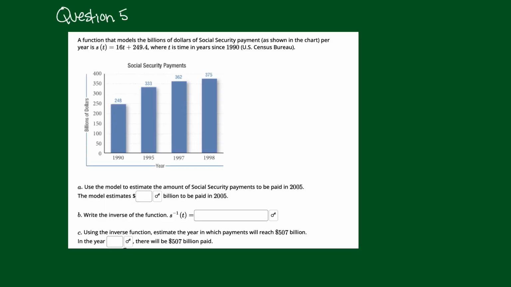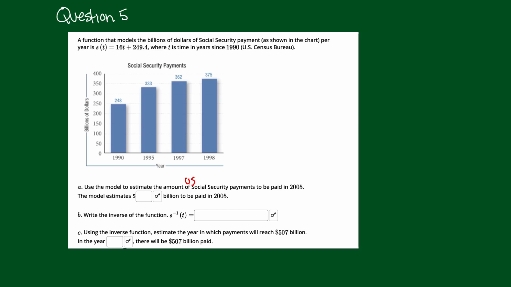Question 5, the last one in this homework set, says this. This function right here, s of t equals 16t plus 249.4, where t is the time in years since 1990, what this function does, it models the billions of dollars of Social Security payments that have been made since 1990. So t equals 0, 1990. So here's part A. Use the model to estimate the Social Security payments to be paid in 2005. Now, 2005 is not here, so we're going to have to use the function.